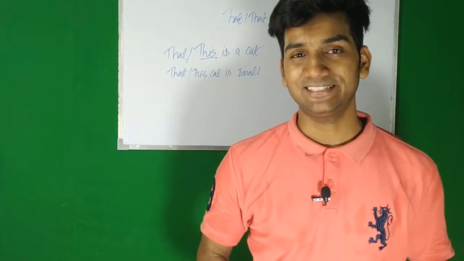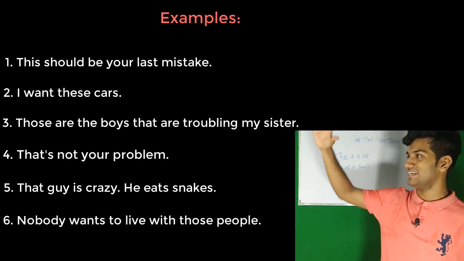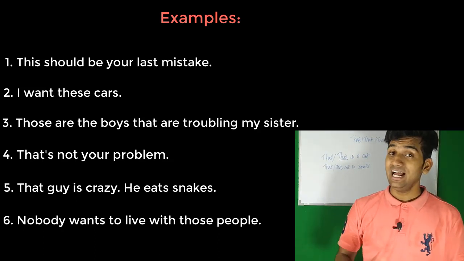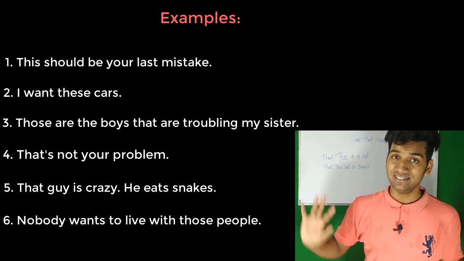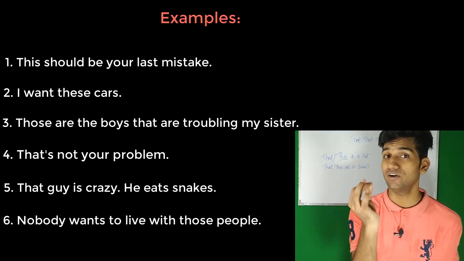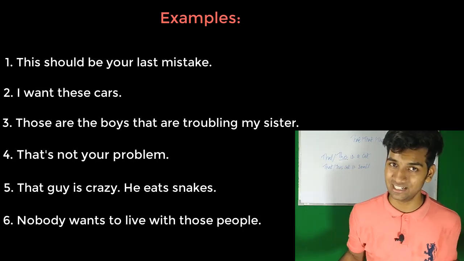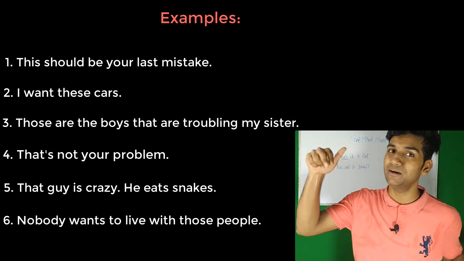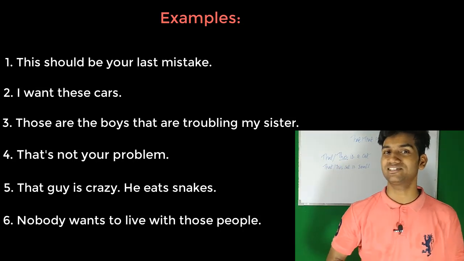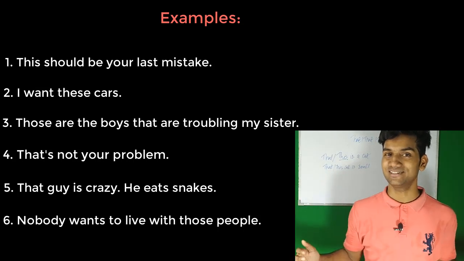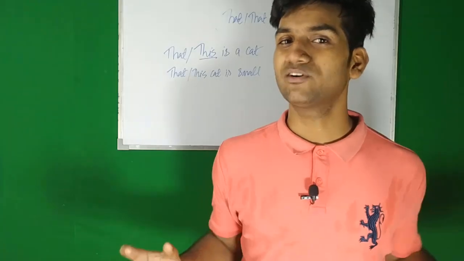Now I'm going to give you a task. You see some examples here, right? Some sentences here. We have this, that, these, those in every sentence. One of these words in every sentence. Now it's your task to find out whether it's a demonstrative adjective or a demonstrative pronoun. Find that out and write it in the comment section below. I'll come there and check and let you know whether it's correct or incorrect. Alright, you can pause the video here and do it. So I hope you guys have done it.